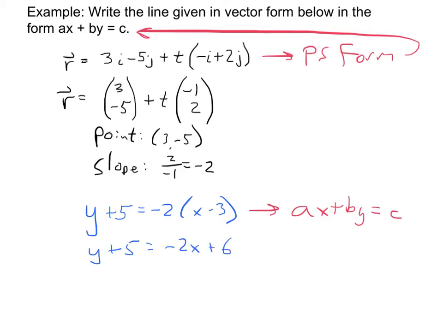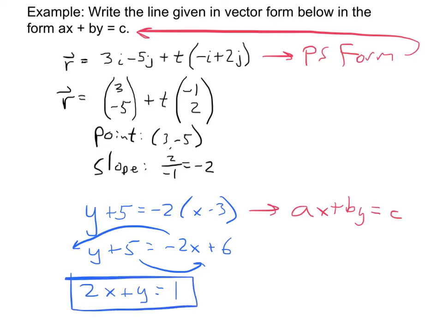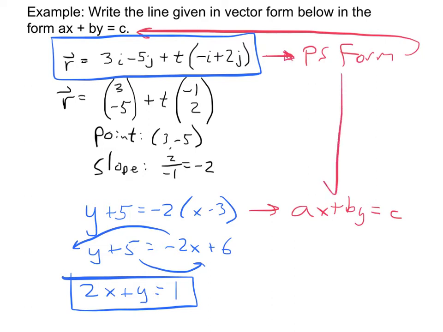If I move the 2x this way and the 5 this way, I'll end up with 2x plus y equals 1. And that is sort of my Cartesian form. That's my standard form of this vector form line that was given in the beginning. So note, my process was basically first go to point slope form, then once I was in point slope form, I converted into this standard form. Okay.